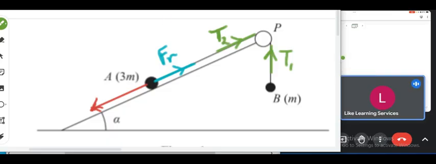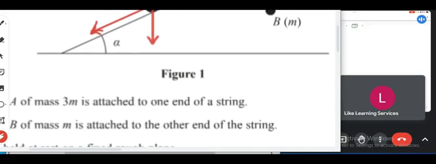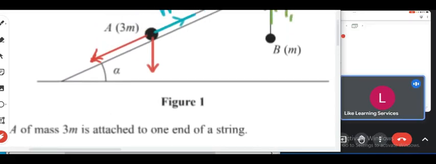And of course, the weight of A acts this way, right? Vertically downwards. It has a mass of 3m. Is that what we are told? Yes. A mass of 3m. So the weight will be what? The weight will be 3mg. Please, it's good to leave it as g. Since the mass is 3m, the weight will be 3mg.